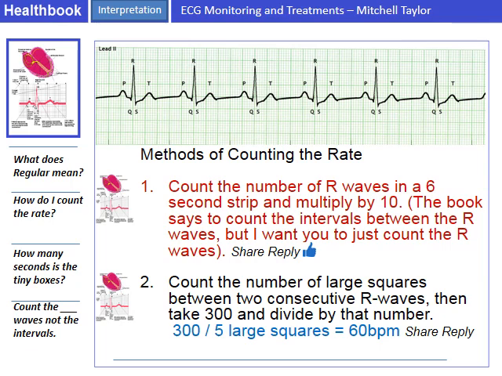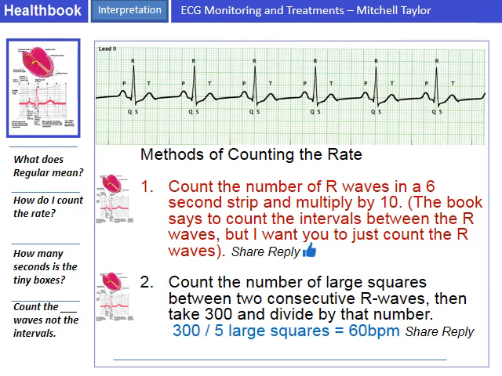So I count within that 6-second strip. Now on the test, if I say this is a 6-second strip, then you don't have to count the boxes; you can just count within that strip. There will be times on the test, though, when I will ask you to determine what the 6-second strip is, and you will have to know how to count the boxes to determine it. In this case, it's a little bit longer than 6 seconds, but we've marked it out, so we know where our 6 seconds are.